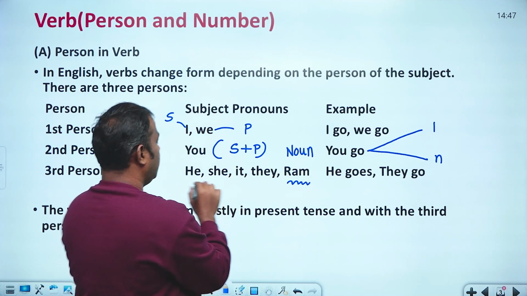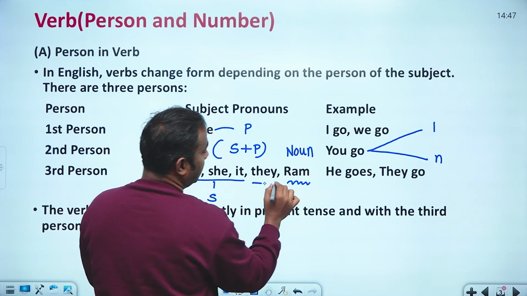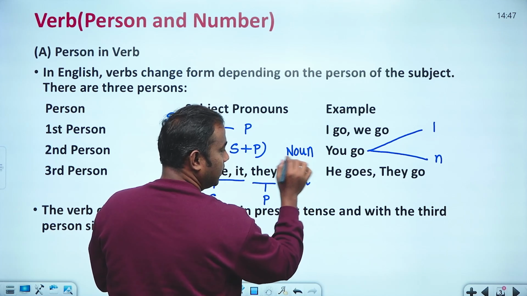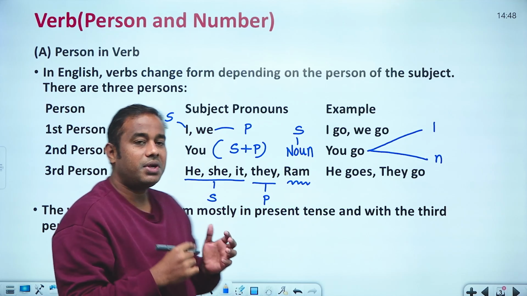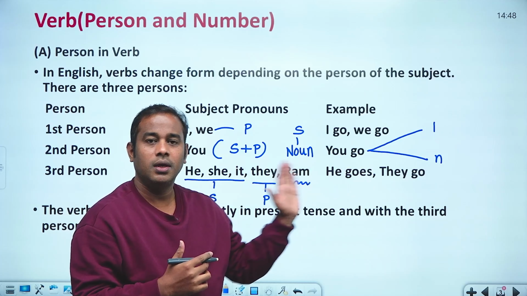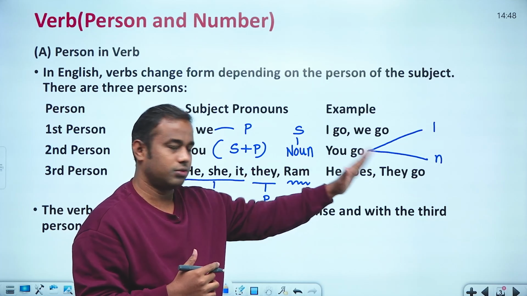Okay, so here, he, she, it is singular in quantity. They is plural in quantity. This noun Ram is singular in quantity itself. Whenever you are using sometimes, okay. So Ram is a good boy. He goes to school. Ram is a good boy. He goes to school. Okay.